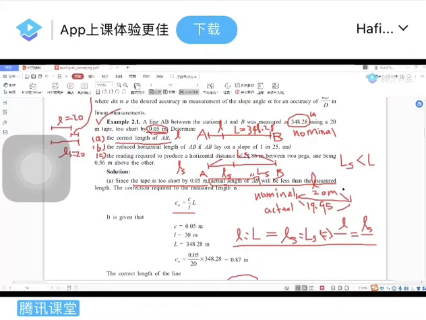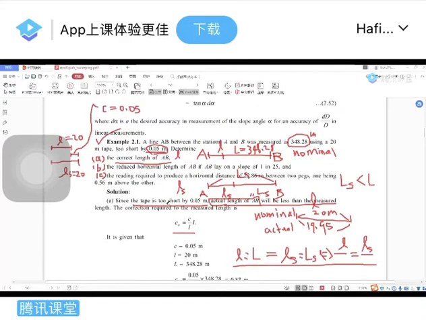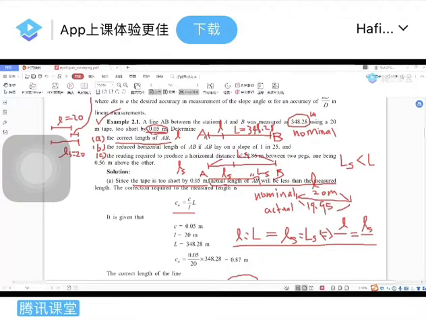So how are we going to do the correction? If this is an error, what's the correction you have to make? You have to make LS the error. This is your standard one, but unfortunately, your measured one is in error, this one. So this is your C. I do your correction.